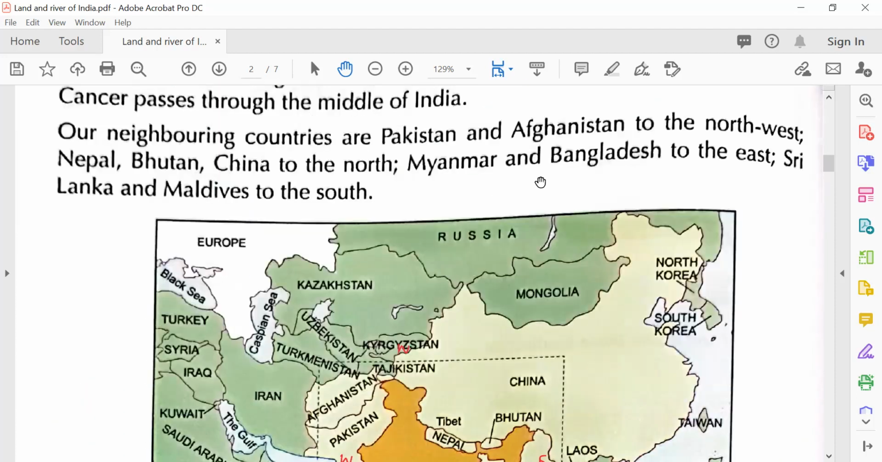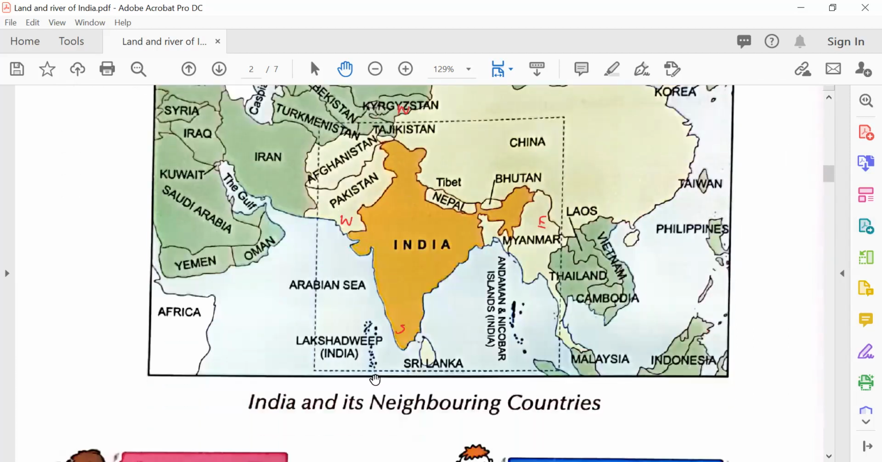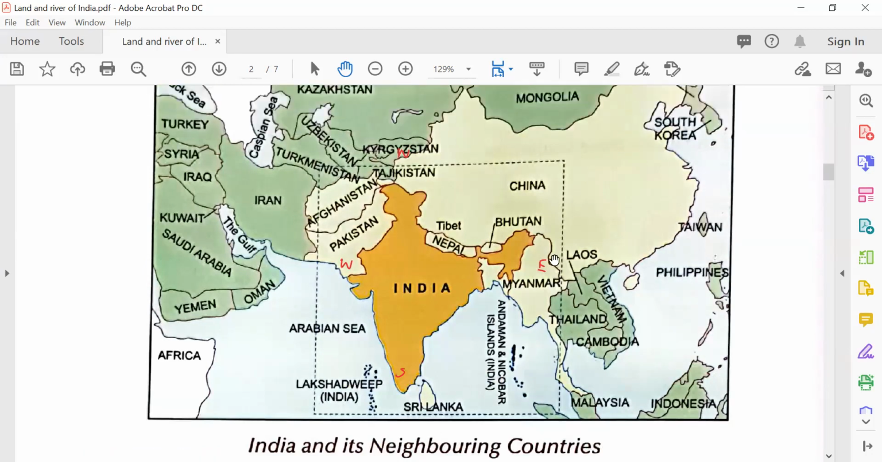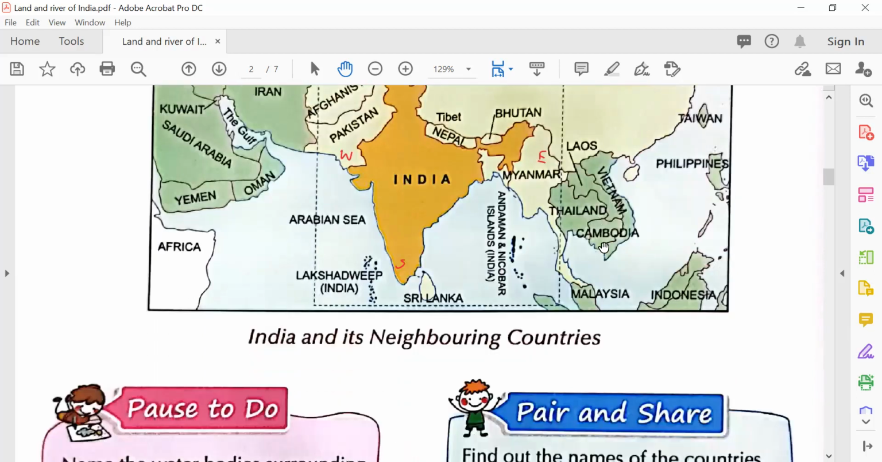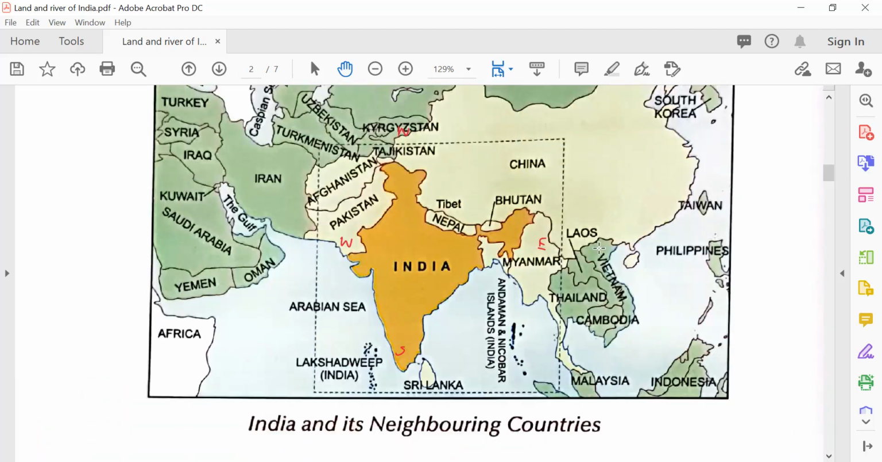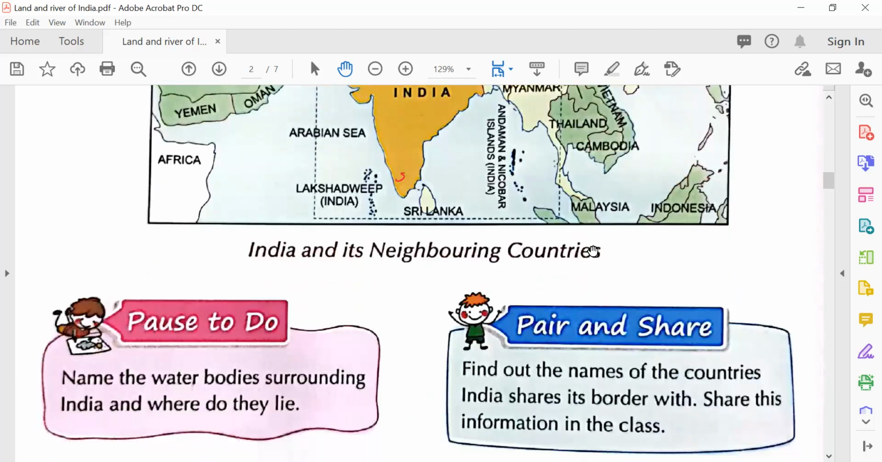Now next are Sri Lanka and Maldives to the south. In the south, which countries are there? Sri Lanka and Maldives. Where's Maldives? It's very near, somewhere here in the south. Okay, so they have colored the neighboring countries with this light color. Have you understood it now? Yes. These are our neighboring countries.